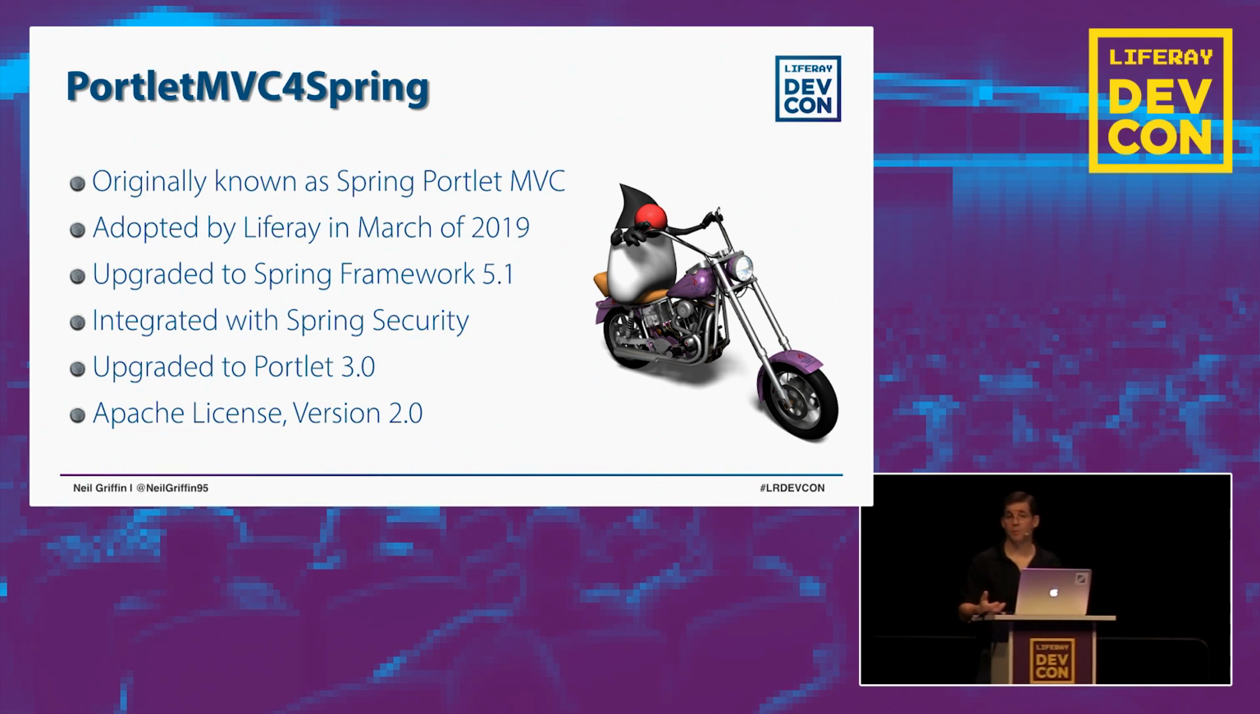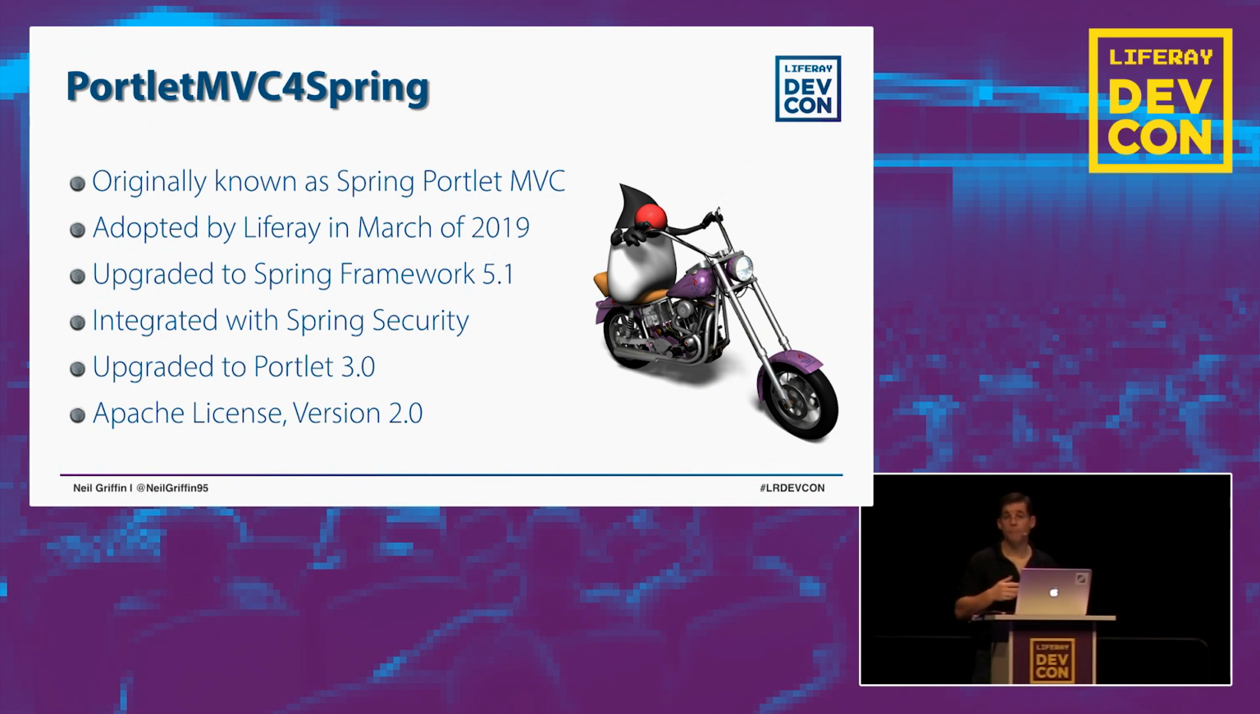And because this was such a popular framework, we reached out to Pivotal and asked them if we could fork this project. And they said, sure, you just have to give the project a new name. You have to change the Java package namespace from org.springframework to something else. So we did. It's now com.liferay.PortletMVC4Spring. So again, this was originally known as Spring Portlet MVC. We adopted it back in March of this year.